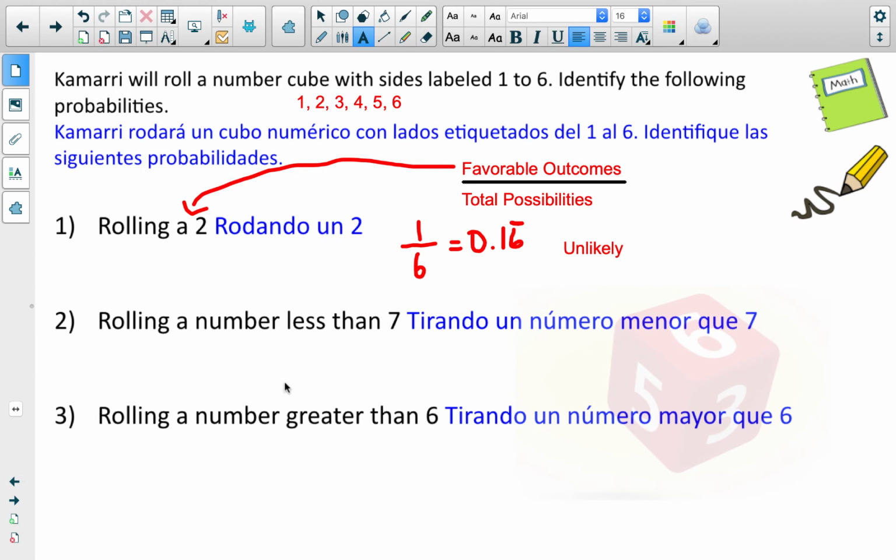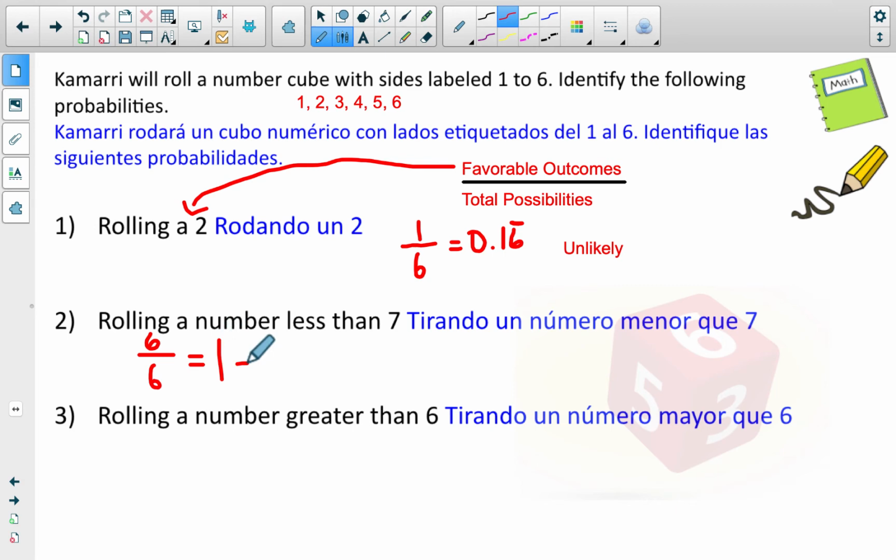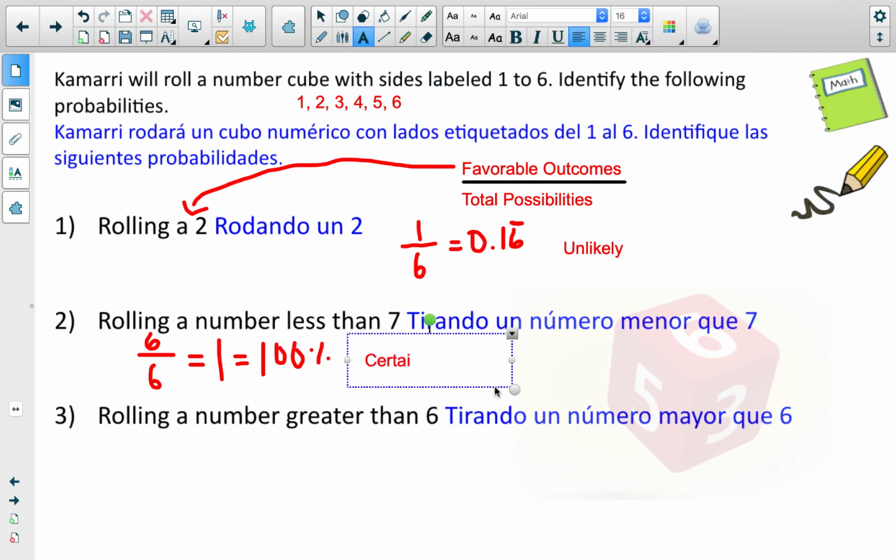Now, rolling a number less than 7. Well, we already know our total number of possibilities is 6 because there are 6 sides. And less than 7 is all 6 of them. Every number here is less than 7. So that is a probability of 1 or 100%. That will for sure happen, right? You're not going to roll an 8. You're not going to roll a 12. And this can be described as certain. It will for sure happen, 100% certainty.